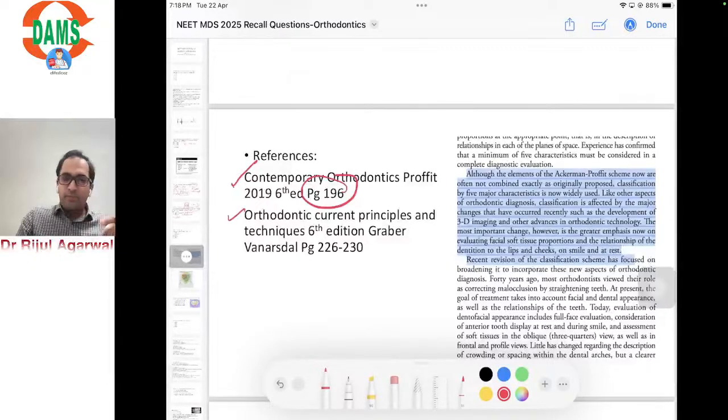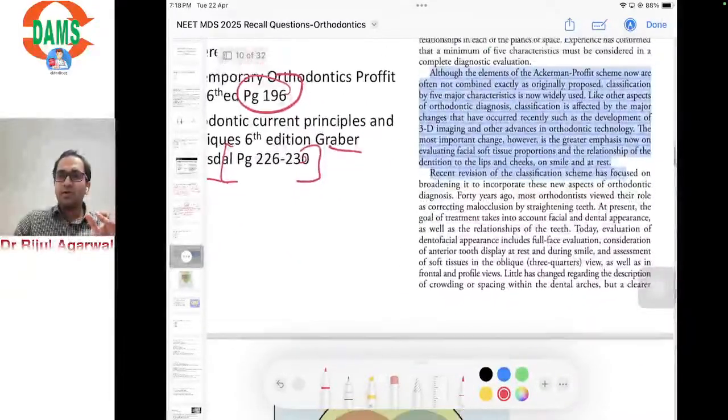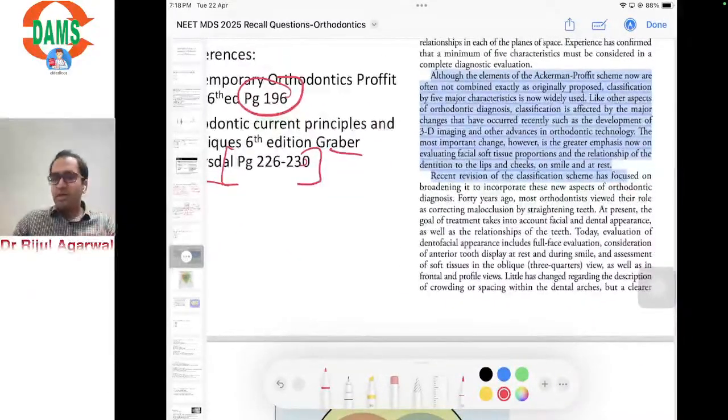And next, if any of you pursue post graduation in orthodontics, you will very well be able to study this book, Graber Vanarsdall. On pages 226 to 230, everything is clearly mentioned that soft tissue profile is the first criteria which is now considered for diagnosing the case. Furthermore, to elaborate my point, I have clicked a snapshot and pasted it in my presentation here today.